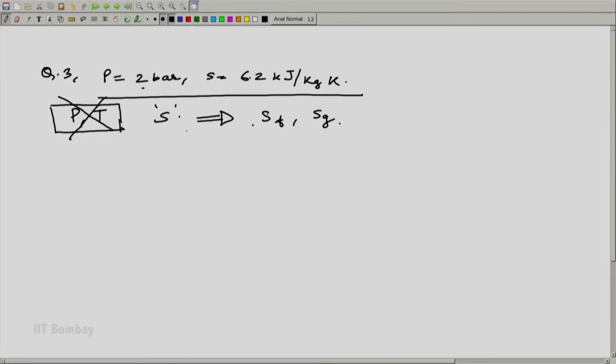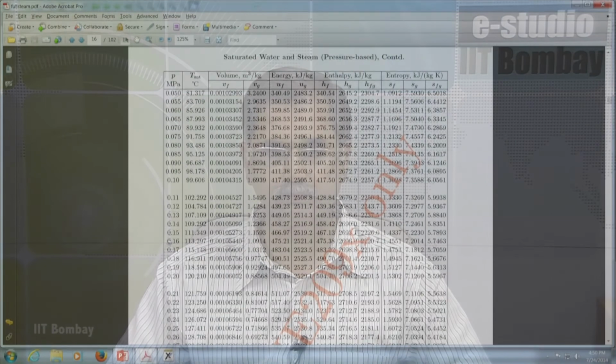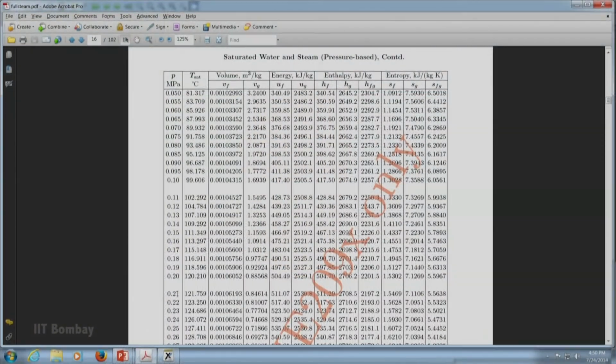So let us go to P is equal to 2 bar and try to get the value of SF and SG. So P is equal to 2 bar means again I would go to table number 2 because pressure is the base in this case. So this is table number 2 where the base is pressure, and now let us go to 2 bar or 0.2 MPa. So you can see here now we are at 0.2 MPa at this point, and now I would like to see the entropy here.